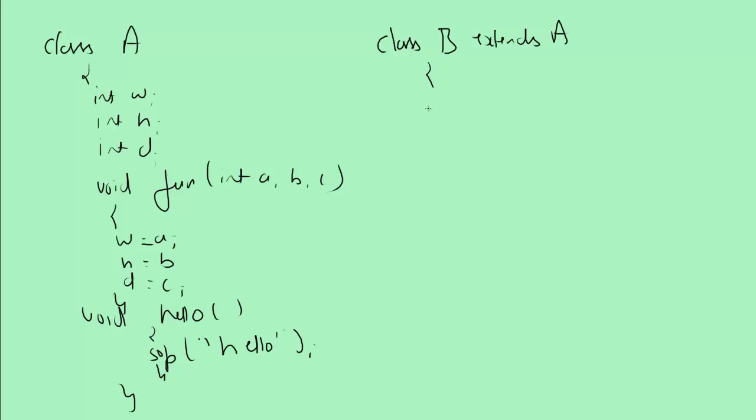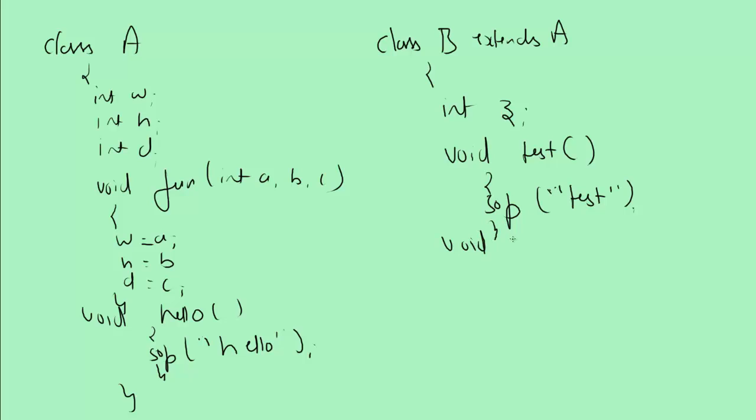All the members of the superclass will be visible in the subclass. This class can have some extra members. So I will mention int z. I can have some other methods also. We will not have a constructor for now. I just mention one method, SOP of "test", in double quotes. That's all. I can have one more method also.